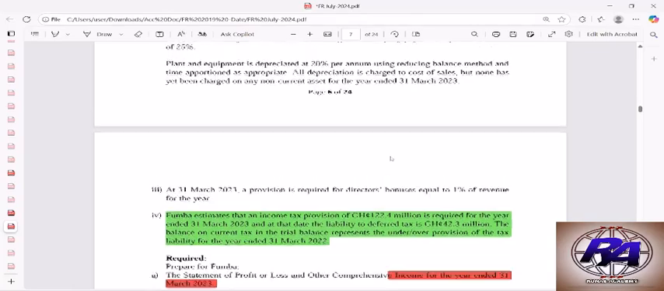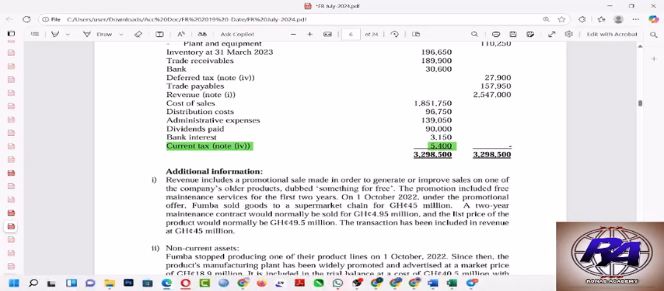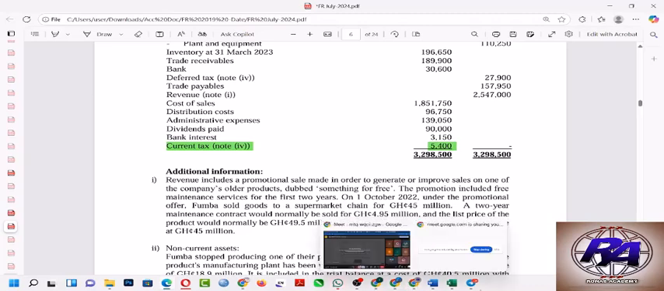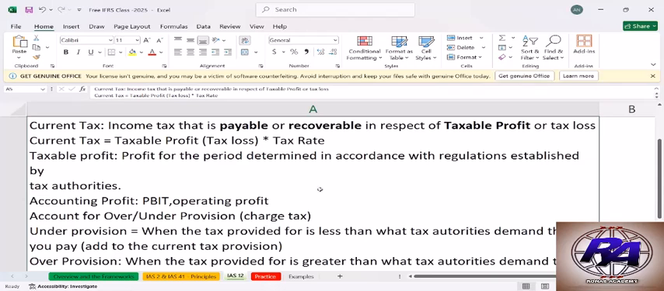If you don't have any question, that is it for current taxes. So over provision of tax is at the credit side of the trial balance, whilst under provision of tax is at the debit side of the trial balance. Any question, please? We are done with current tax. We will solve some questions when we are done with everything. All right, so that is it with current tax.